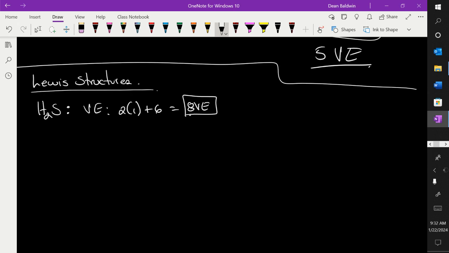How many bonds does hydrogen want to form? 1 each, right? So you want to draw it like that. Am I done? Why? You need to account for all the valence electrons. Every bond has how many valence electrons? 2. So I've got 4 valence electrons. I need 2 more. At the beginning, we would just put them like that, and that was fine.